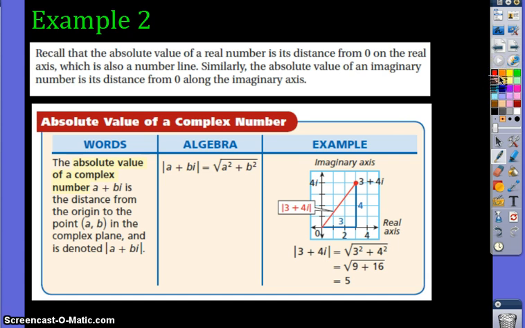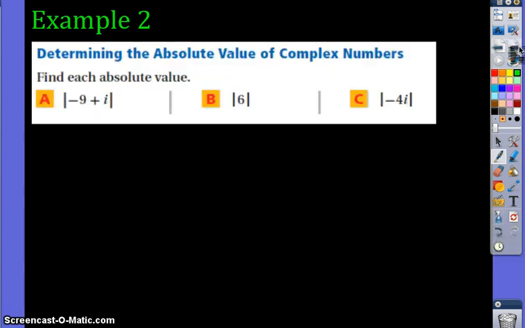To find out how far something is from the origin, we're going to need to find out first how far it is horizontally from the origin, and then how far it is vertically from the origin. And then by taking the square root of it, we can find out how far it is from the origin. So this is how we're going to try to find absolute value with complex numbers. You might want to write that into your notes. So let's try this one.